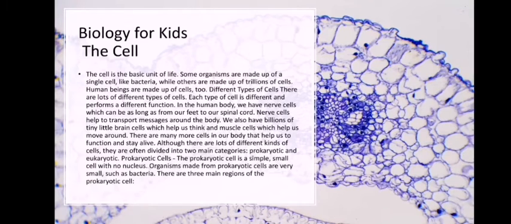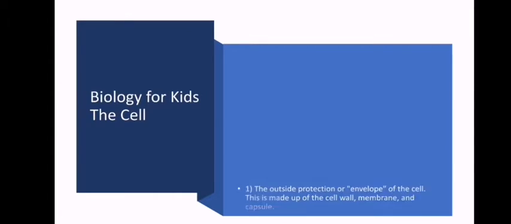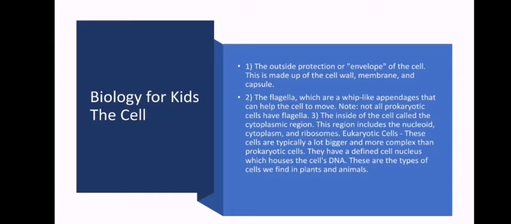Eukaryotic cells. This is the definition, because earlier we said prokaryotic cells don't have any nucleus in them. So let's see. It says a prokaryotic cell is a simple, small cell with no nucleus. It's a small cell like bacteria.